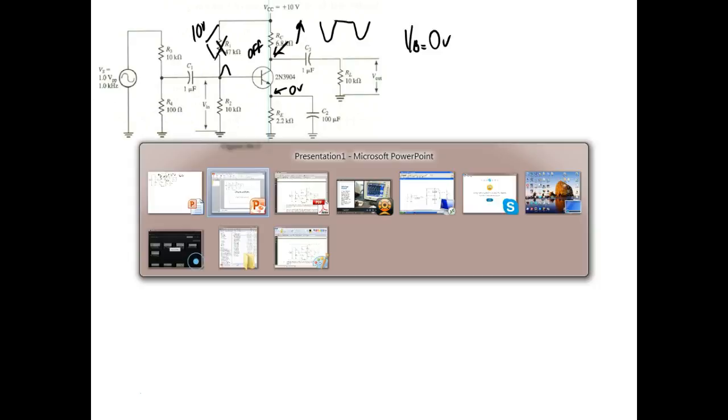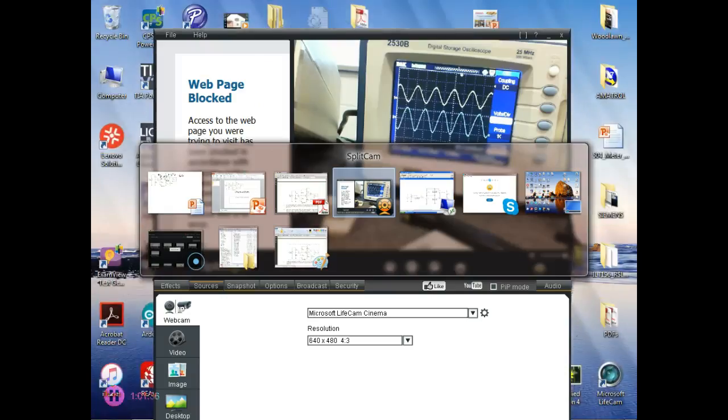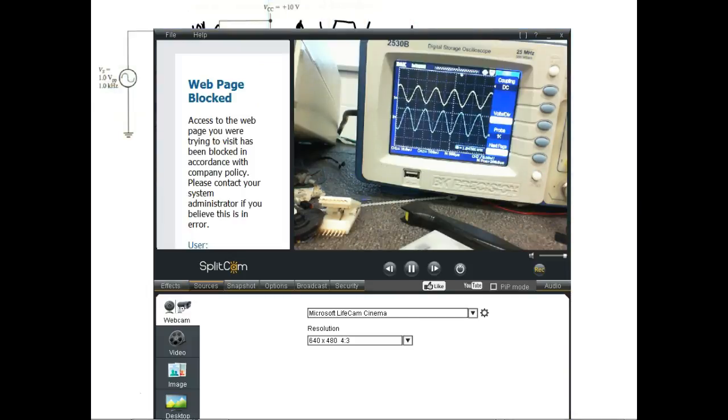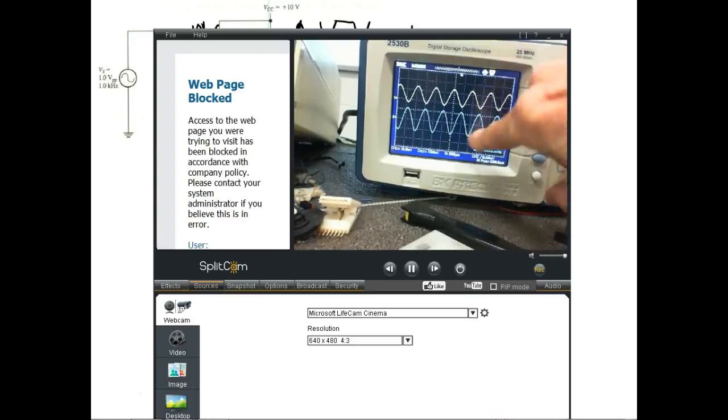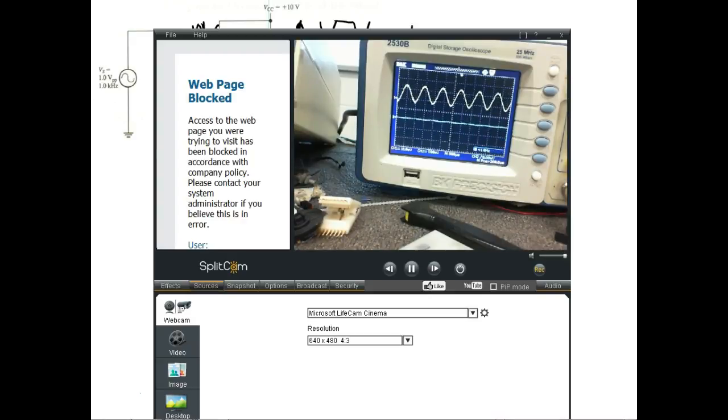So let me bring my scope back up. I'll give you all a break after we do this, and then we'll start the troubleshooting. Okay, so my input's right here. This is my output. Here's my bypass capacitor. I'm going to open it up. It looks like my output went to 0, but my scope is just turned down. Let's turn it up. So it's still there.